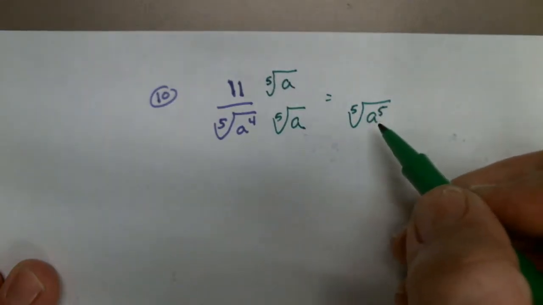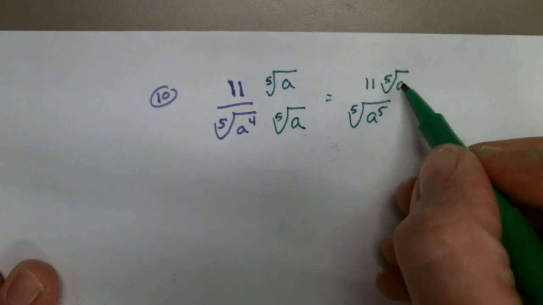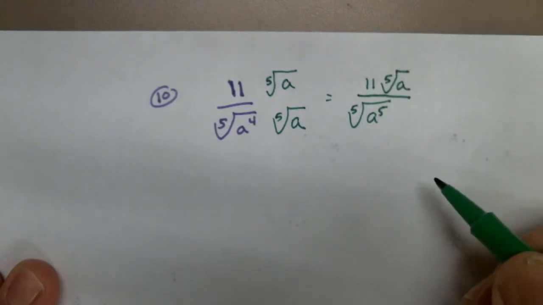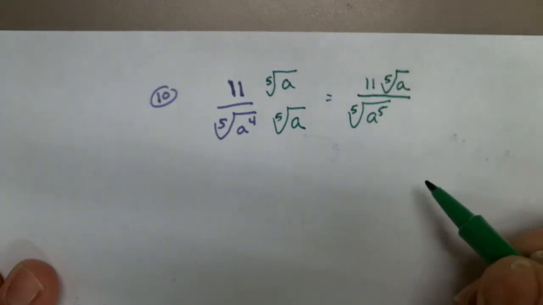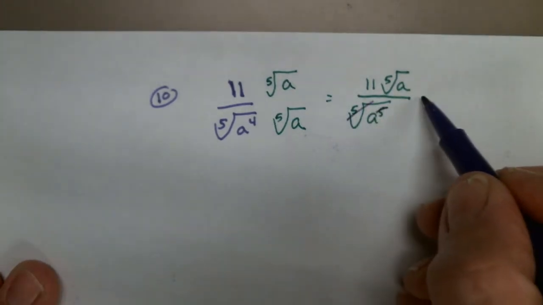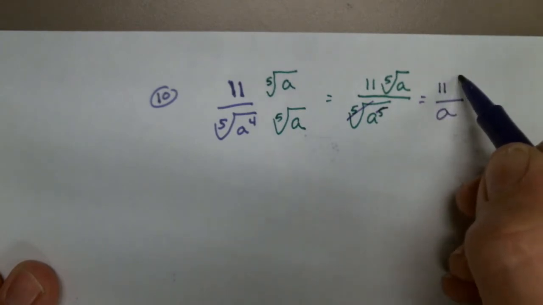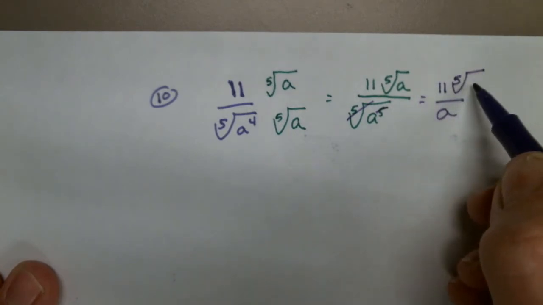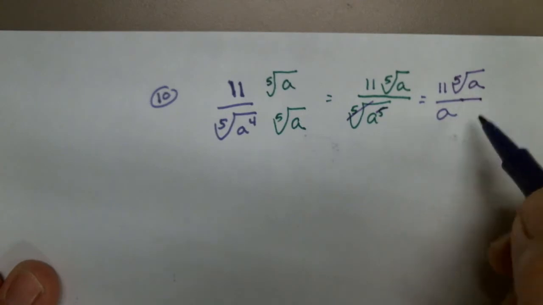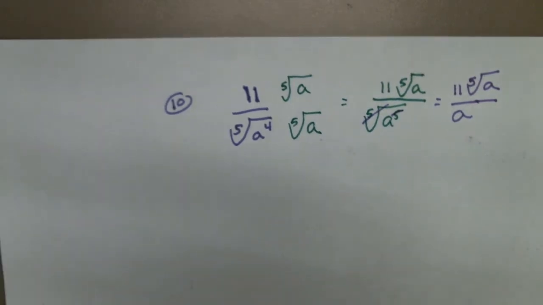So the numerator becomes 11 times the fifth root of a, all over the fifth root of a to the fifth. Now, the fifth root of a to the fifth is just a. In the numerator, we still have 11 times the fifth root of a. So the answer for number 10 is 11 times the fifth root of a over a.